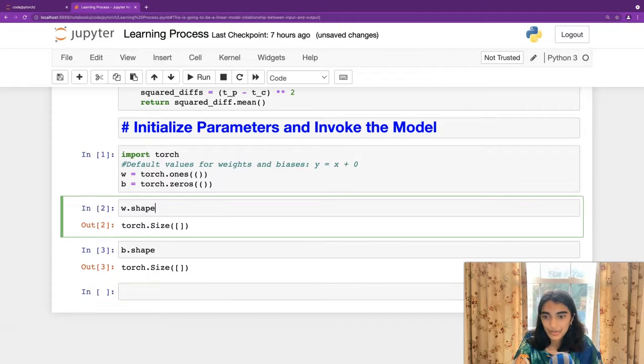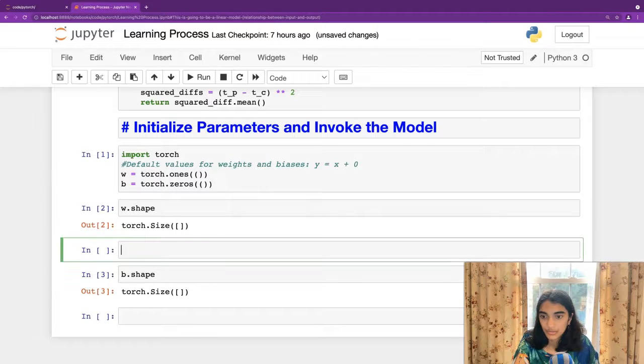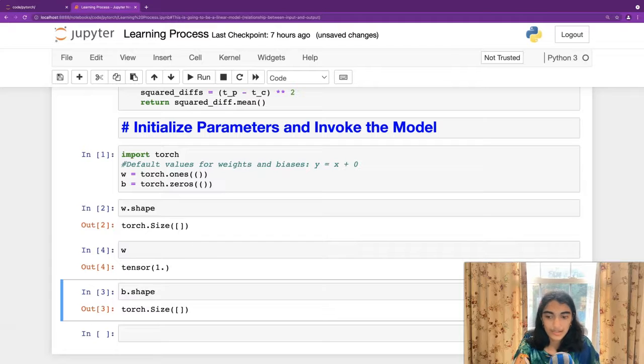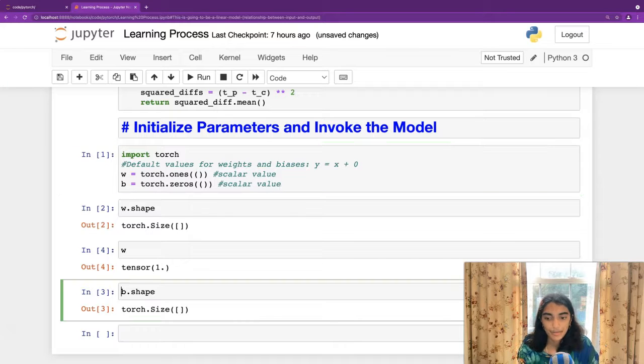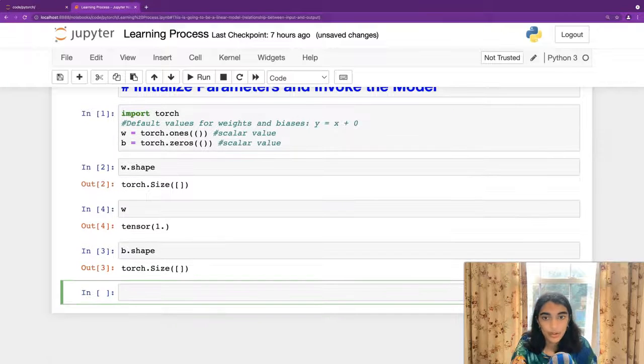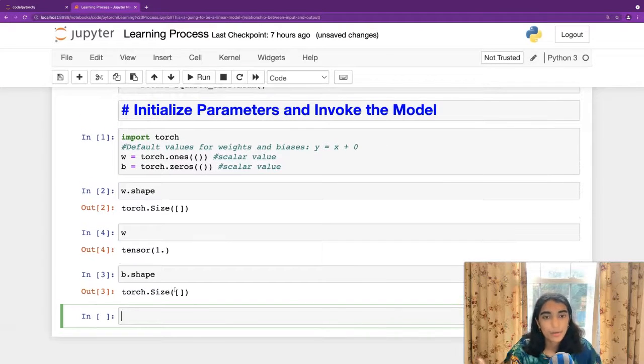However, if we do find W, it's just 1, right? It's a scalar value. Like I said before, this is a scalar value. These are both scalar values, except they're in tensors, right? So, okay, let's invoke our model. Let's call our model on some data.